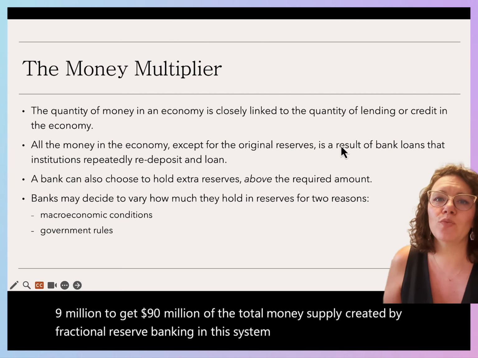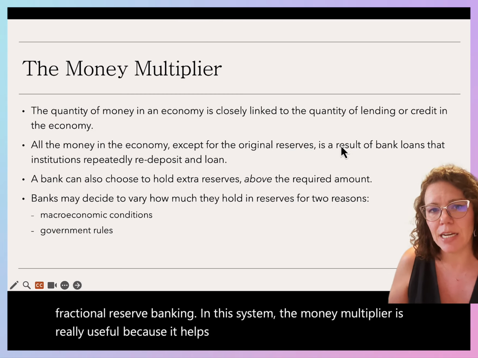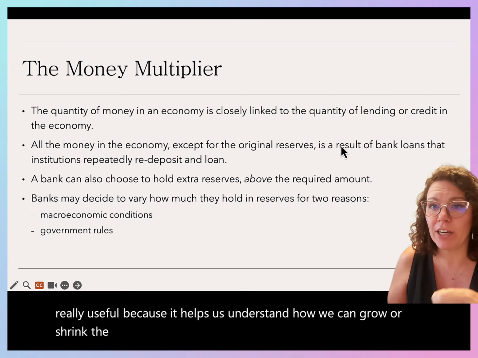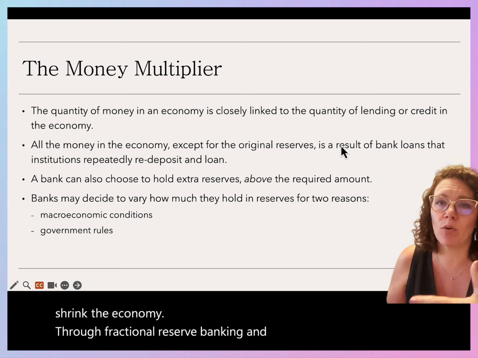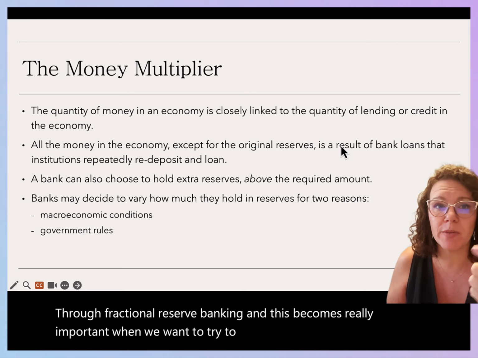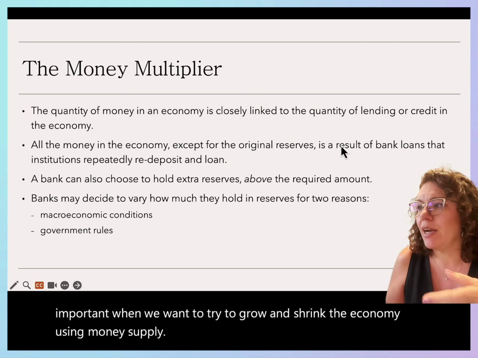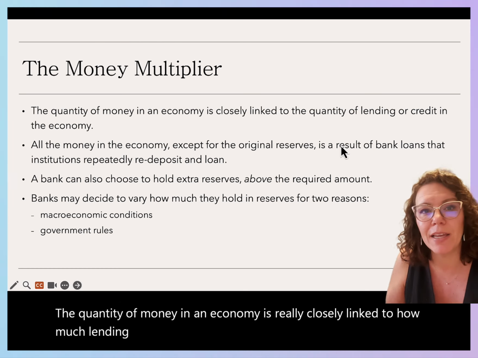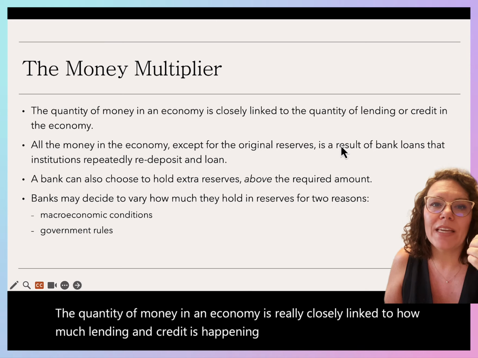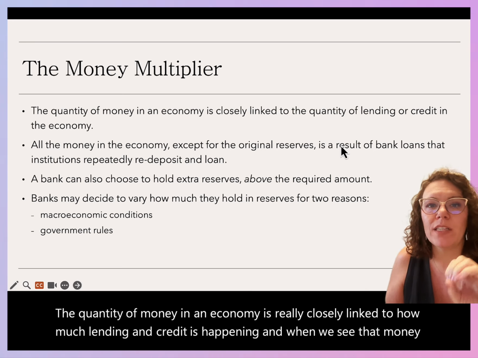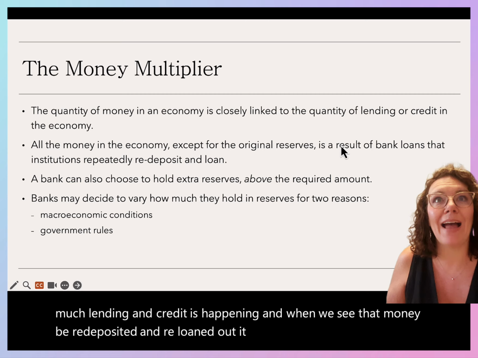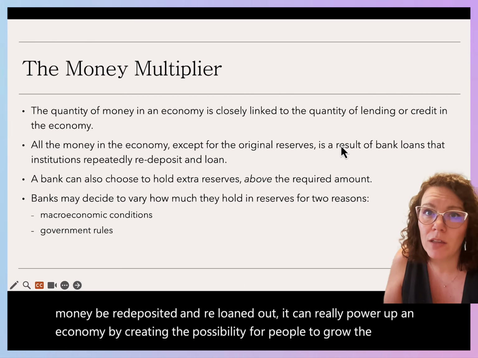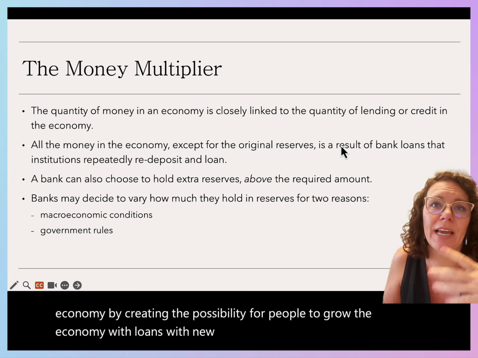The money multiplier is really useful because it helps us understand how we can grow or shrink the economy through fractional reserve banking. This becomes really important when we want to grow and shrink the economy using money supply. The quantity of money in an economy is really closely linked to how much lending and credit is happening. When we see that money be redeposited and reloaned out, it can really power up an economy by creating the possibility for people to grow the economy with loans, with new economic activity, and getting more money out there.